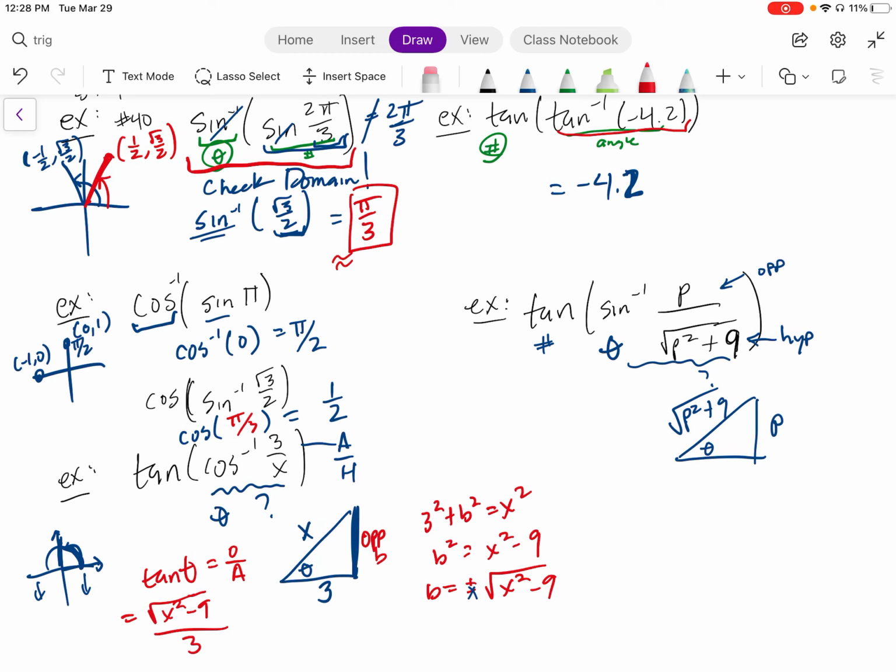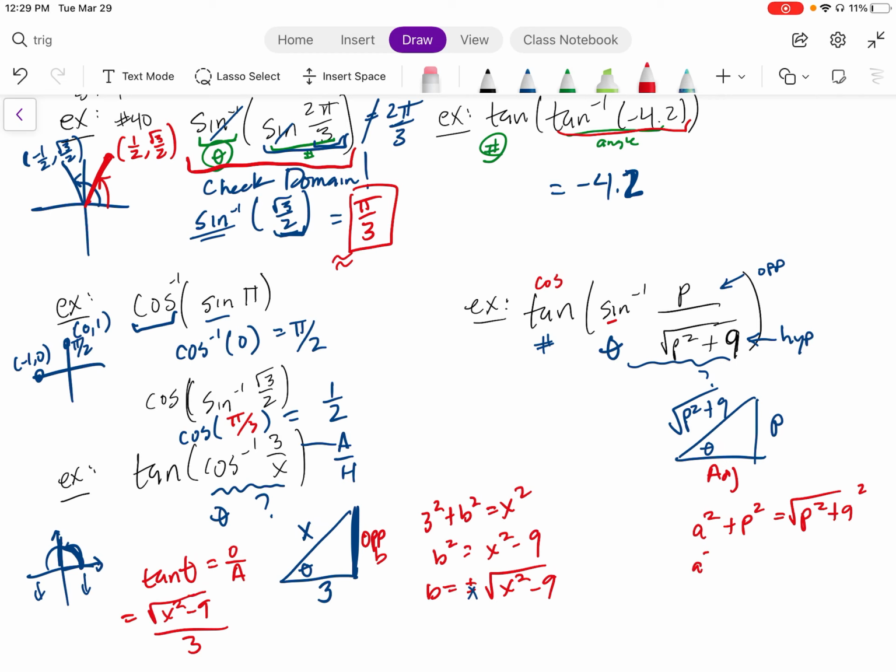By the way, we could have done any of these. Like I could have changed this to cosine. I could have changed that to tan. I mean, it really doesn't matter. I would do the process the same for each of these. Okay, I need tangent, which is opposite over adjacent. Again, I don't know a side, right? But we have Pythag. I'll just call the adjacent a. A squared plus p squared equals square root p squared plus 9 squared, right? C squared.